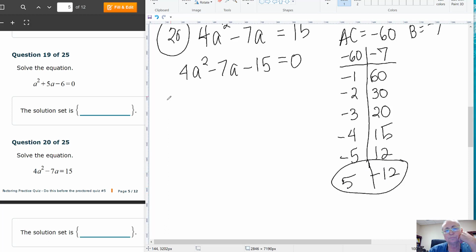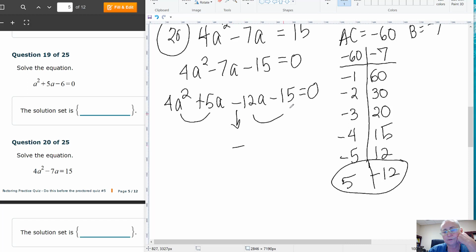So I'm going to split this apart. 4a squared, now this is not a shortcut problem because of this 4, plus 5a minus 12a minus 15 equals 0. It doesn't matter what order you put these two up here. The minus 12 can come first, or the plus 5 second. But once I've split this term into two numbers that will multiply for AC and add to B, I'm going to group, I'm going to drop this sign, and I'm going to group.